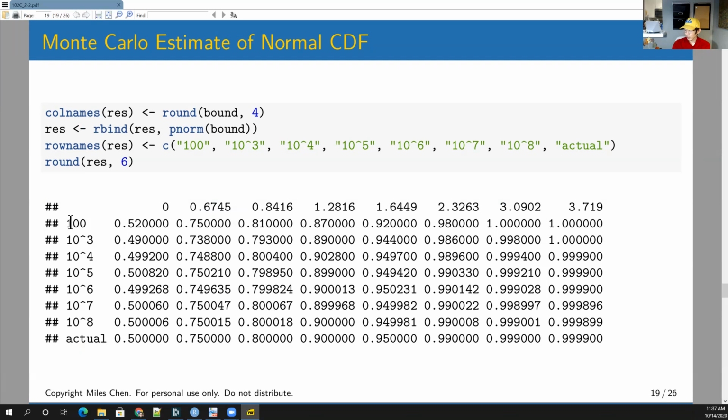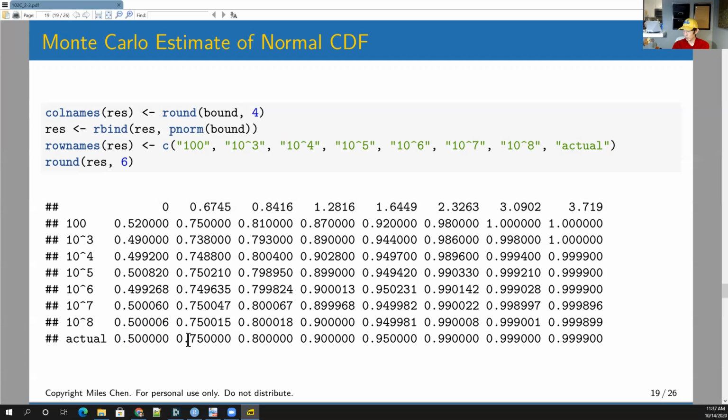At 100 values, we got 52%. With 1,000 values, we got 49%. With 10,000 values, we got 0.4992. And we can see that as n increases from 10 to the 3rd, 4th, 5th, 6th, up to 10 to the 8th, our estimates improve or get closer and closer to the actual probability here.